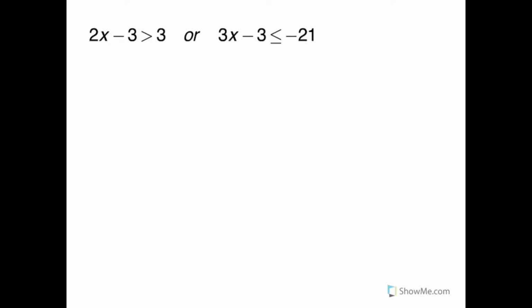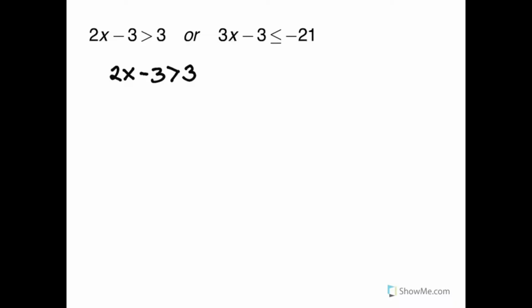Here we have two inequalities. 2x minus 3 is greater than 3. 3x minus 3 is less than or equal to negative 21. They're joined with an OR. We're going to solve each inequality separately and then join the intervals with an OR.